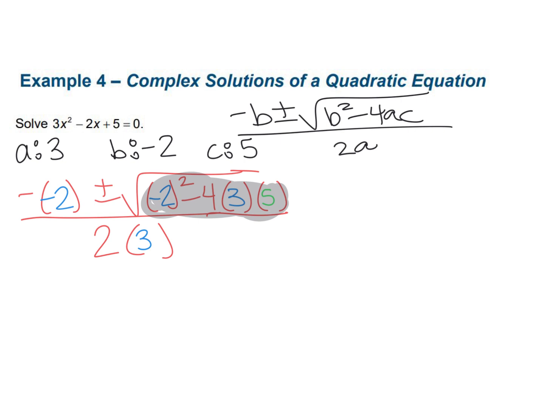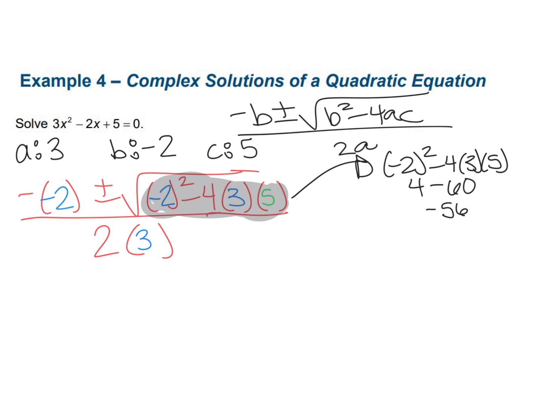So I go off to the side. I just want to make sure I have this correct. Negative 2 squared minus 4 times 3 times 5. That would be 4 minus 60, which is negative 56. Let me verify that with my calculator. Okay, great. So negative 56 is going to replace all of this. So I'm going to have plus or minus the square root of negative 56.